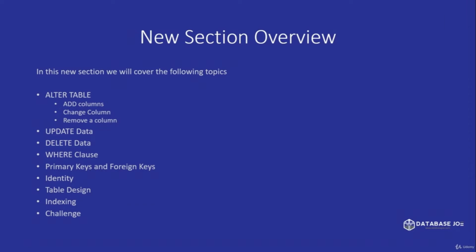this section. We will also cover adding new columns to an existing table and updating those columns. You will learn about primary keys and foreign keys, as well as the identity statement. We will then discuss table design, and finally talk about indexing and how it can help with performance. And to reinforce the knowledge that you have learnt in this section, there will be an end of section challenge. Just remember, after each section that you complete, you are building upon your knowledge.